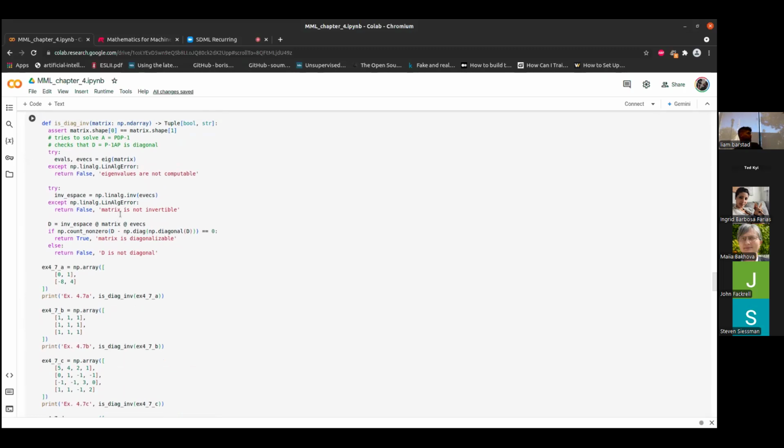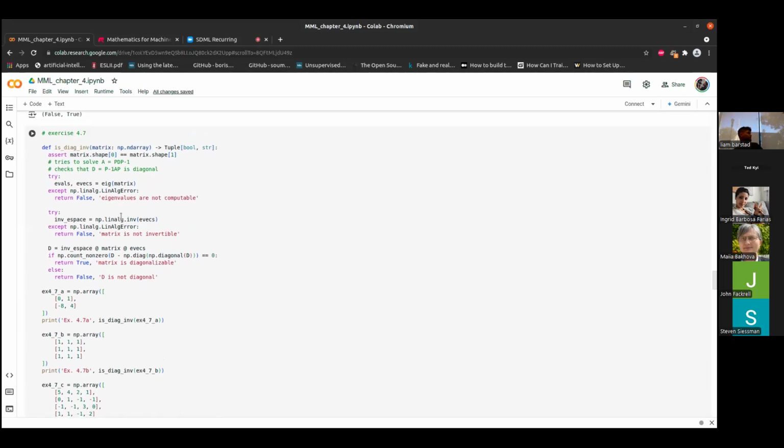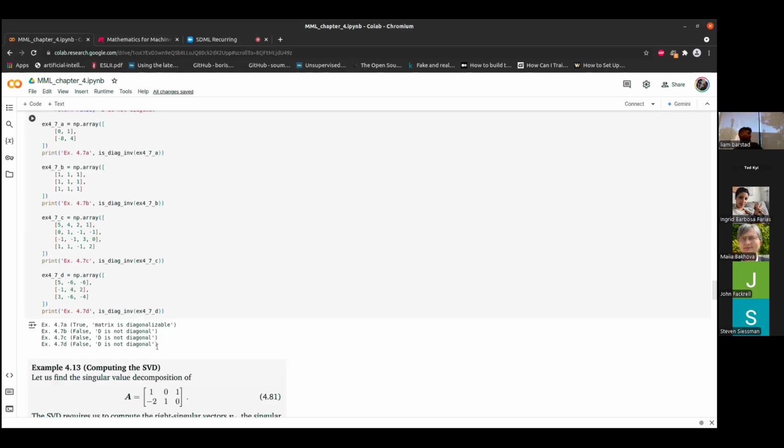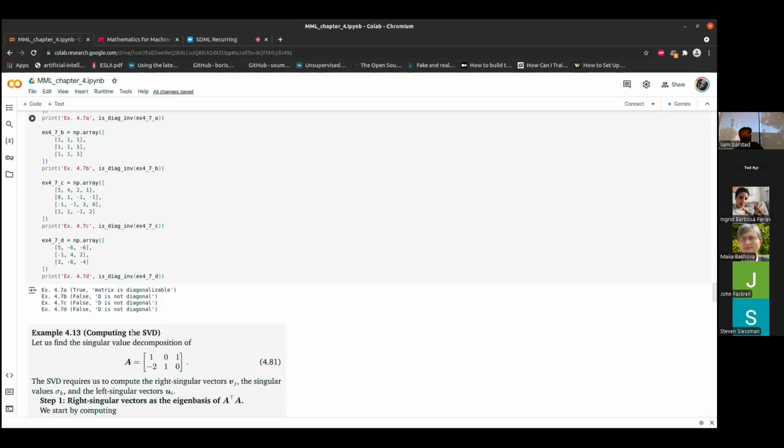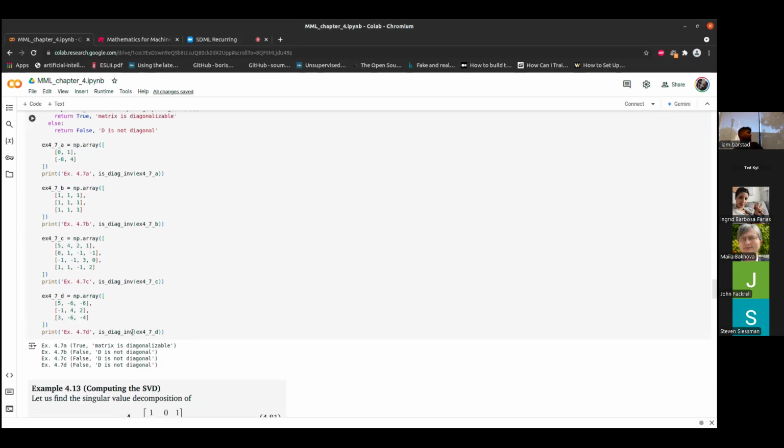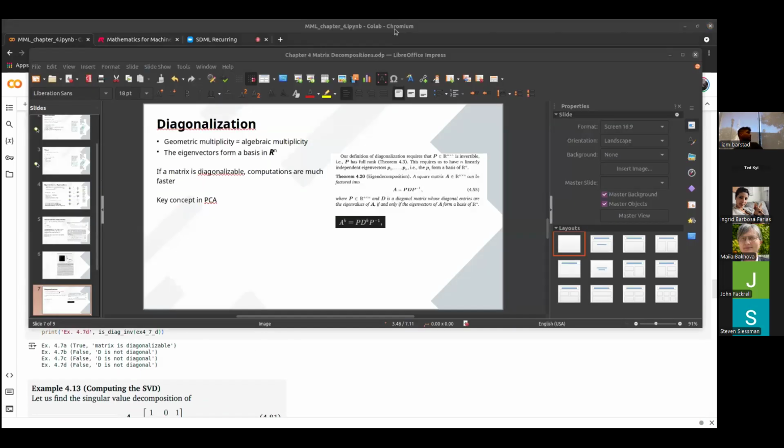diagonalizable. I basically just tried to solve this, and then I tried to check that D in the center of this equation was diagonal. It just turned out they weren't diagonal. It just says D is not diagonal. So, short of going and doing it by hand, that's all I got as far as that goes.